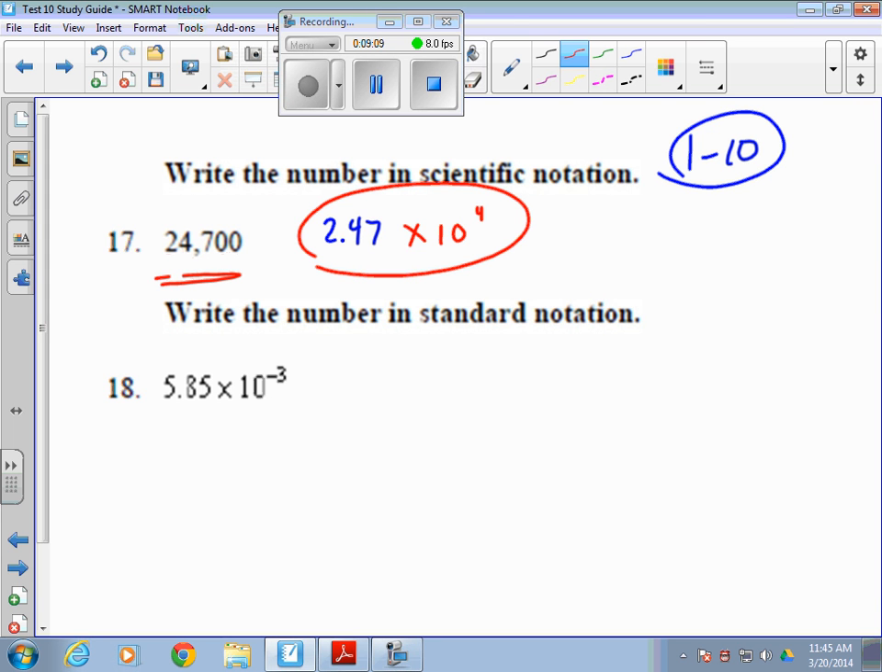This one has a negative value, 5.85 times 10 to the negative third. That means it's going to make a very small number. So you're going to move that 5.85 decimal to make it a very small number. To make a small number, 1, 2, 3 spots right there. Fill in your decimal spots there, 0, 0. So the number in standard notation, 0.0585.